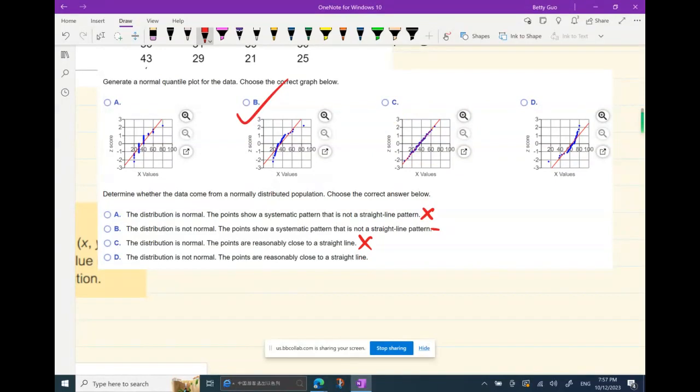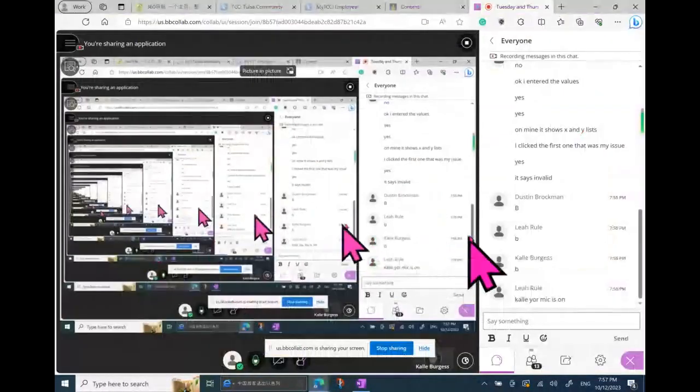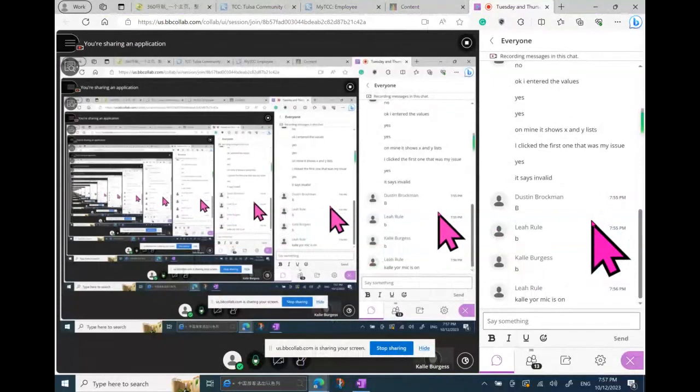D, the distribution is not normal. The points are reasonably close to a straight line. Okay, that's a contradiction. So I would choose B again, because the pattern is kind of a concave down pattern, right? And then it goes up a little bit. So the linear pattern isn't strong or reasonably close to a straight line. All right, do you guys agree? We choose B again for that last part of the question.